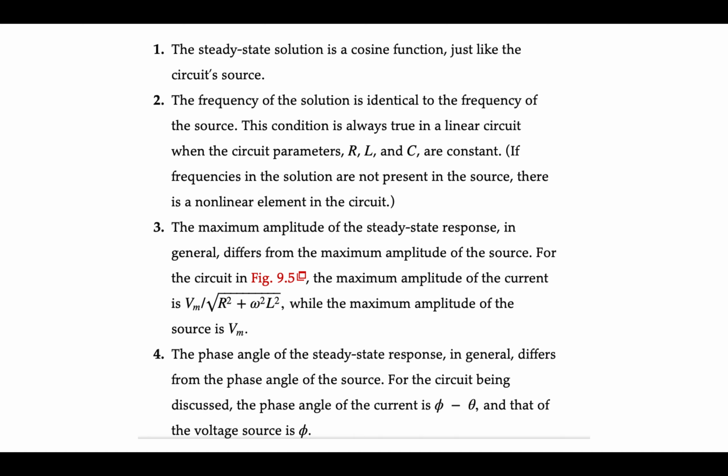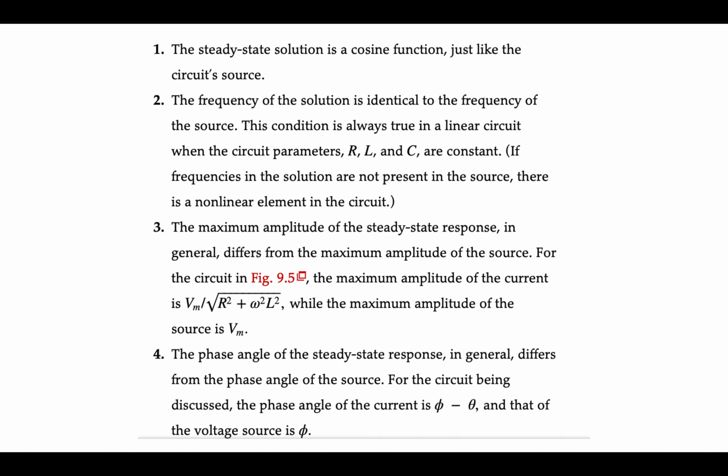First of all, if we have a cosine function source, then the steady state solution in the circuit is also going to be a cosine function, and the frequency will be common. So all of the currents and voltages in a circuit with an AC source will have the same frequency. This is always true when R, L, and C are constants, and it's way beyond the scope of this class to have L's and C's that are not constant.